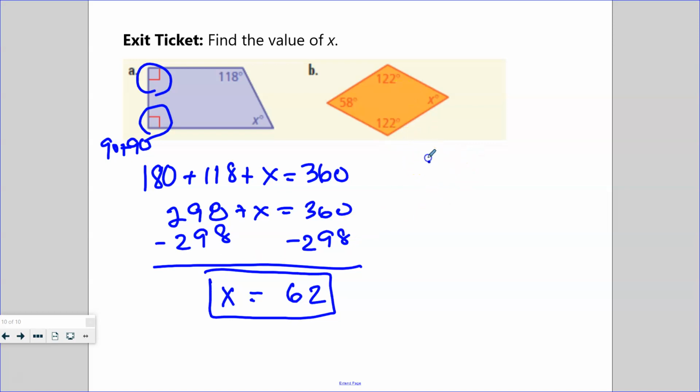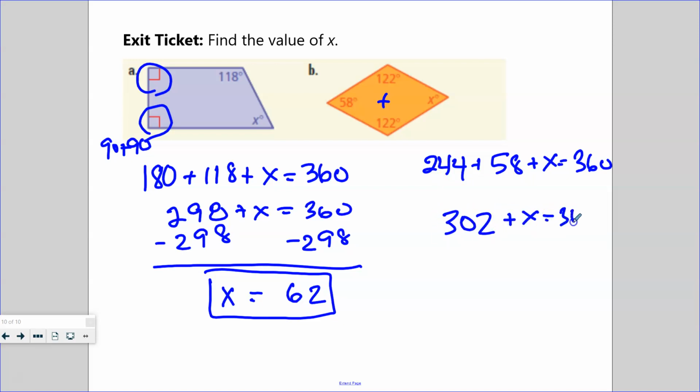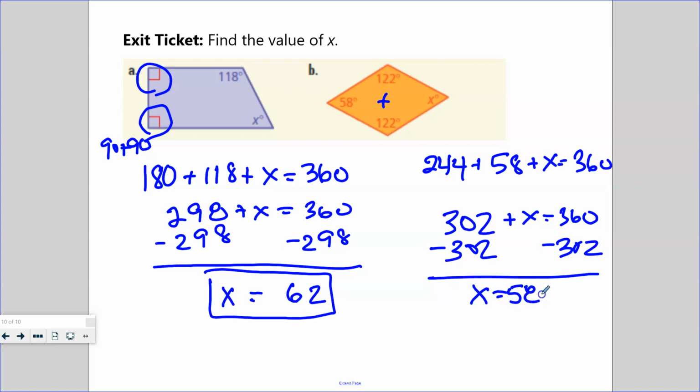122 plus 122, I know is 244. Again, just add those together. Save me some time down here. Plus 58, 302 plus x equals 360. Minus off 302. Minus off 302. X equals 58. Now again, how do you check those?